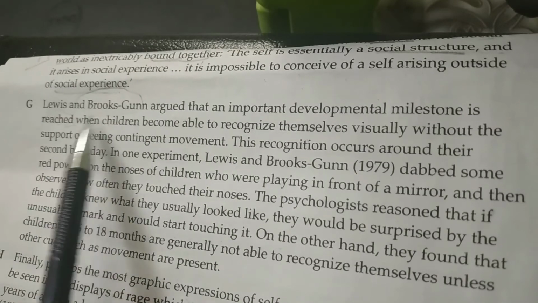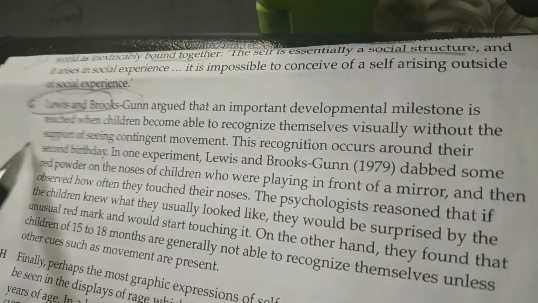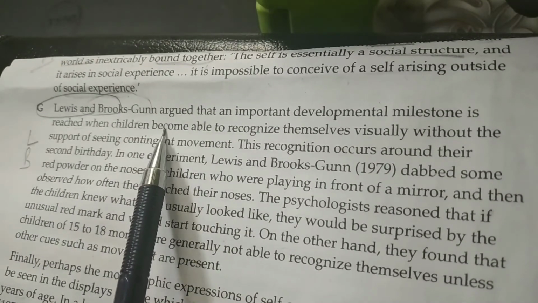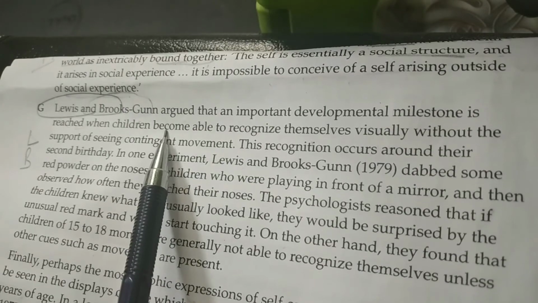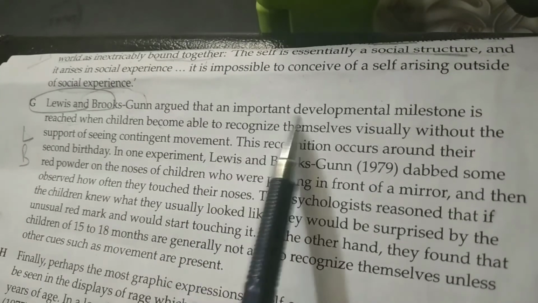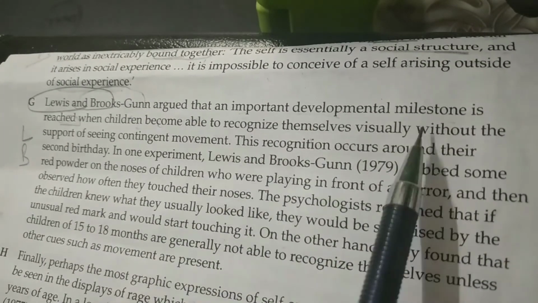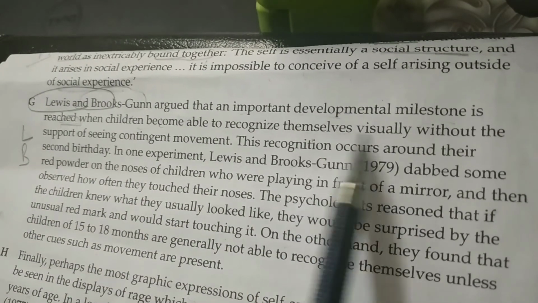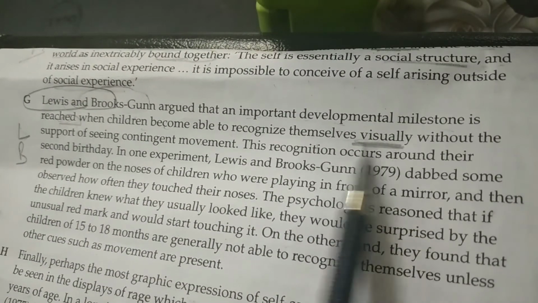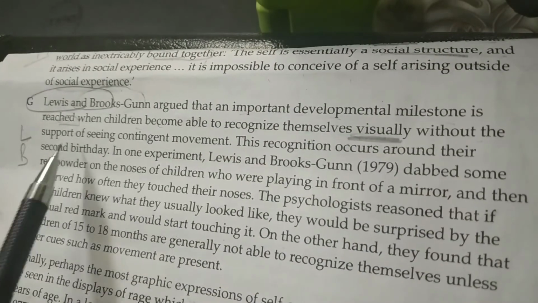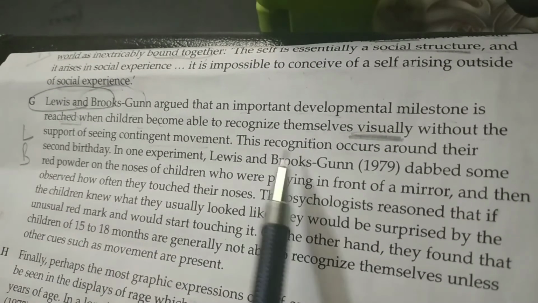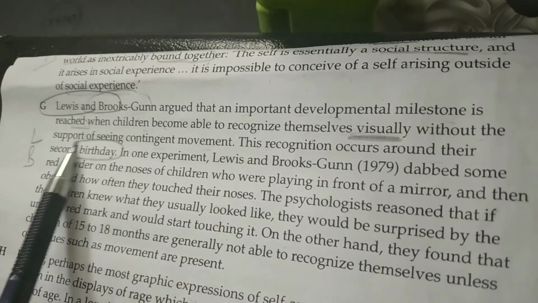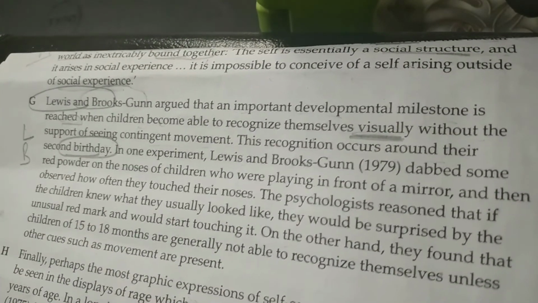The next passage is Lewis and Brooks. Okay, they had the mention of people, Lewis and Brooks. Just write it down by the side of the passage, as I said to you before, just to save time on other questions. Okay, an important developmental milestone is reached when children become able to recognize themselves visually. Now children have started to recognize themselves without the support of seeing contingent movements. The recognition occurs around the second birthday. So here's the mention of the second birthday.